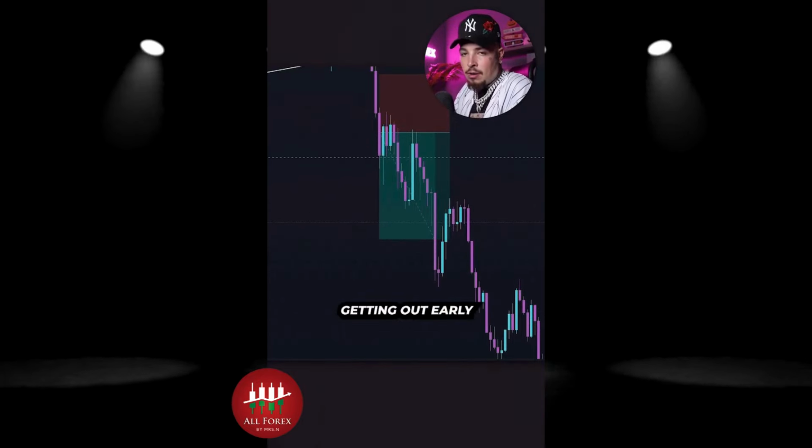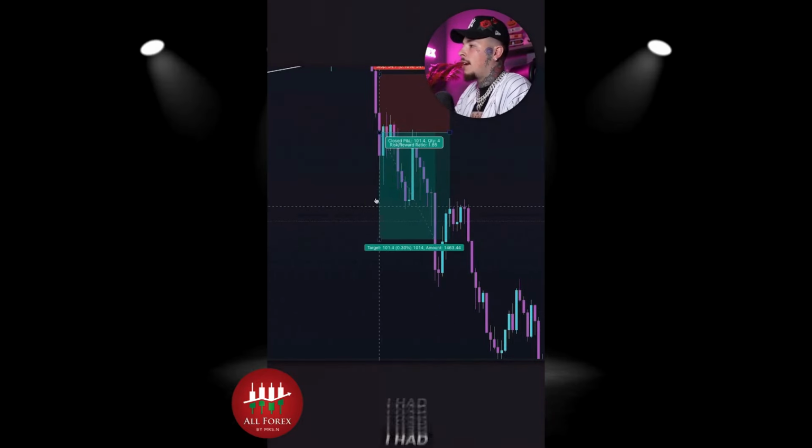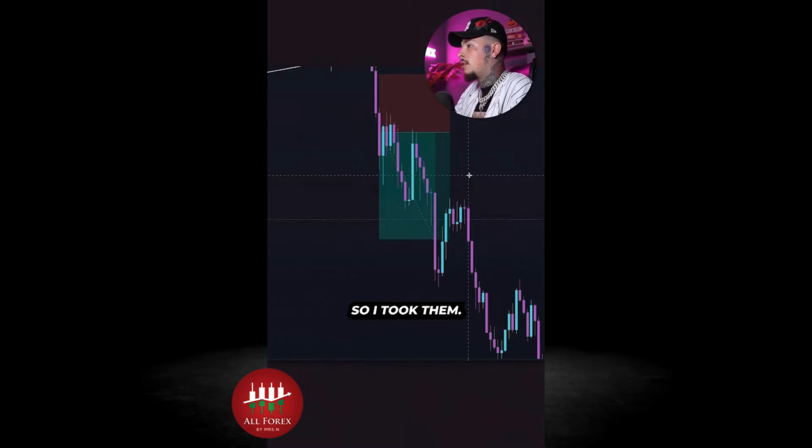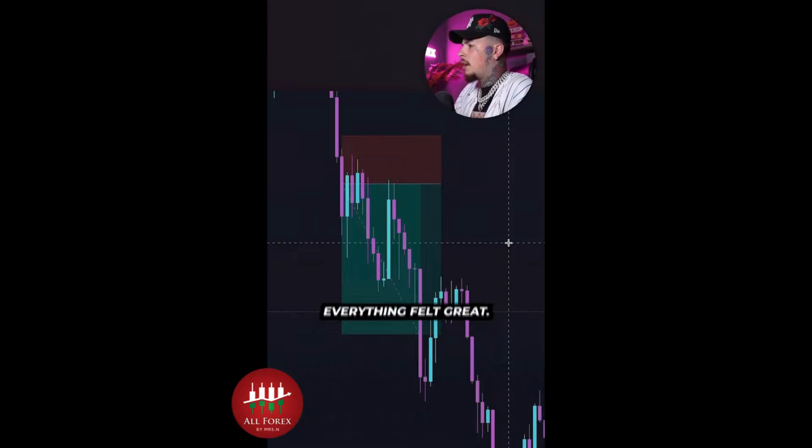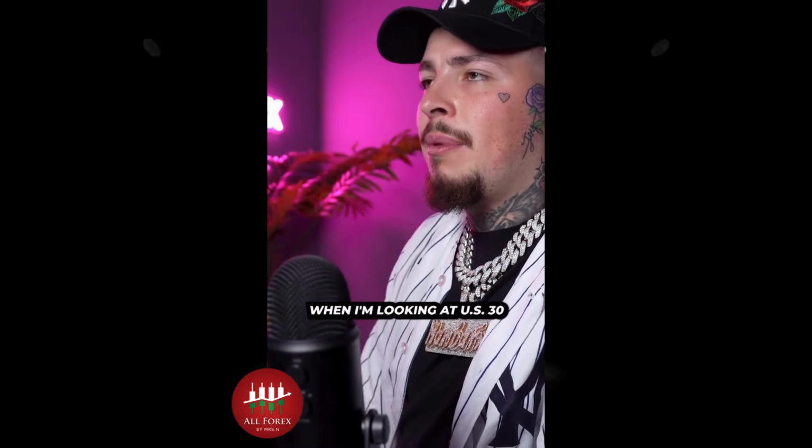The rest was history. This ended up being a 1,500 pip move, but I ended up getting out early because I felt good with where I was. I felt like I had a good amount of profits on the table, so I took them. And again, this is not my stop loss, by the way. Stop loss would have been like that. Everything felt good. Everything felt great. Kind of what I do overall when I'm looking at US 30.